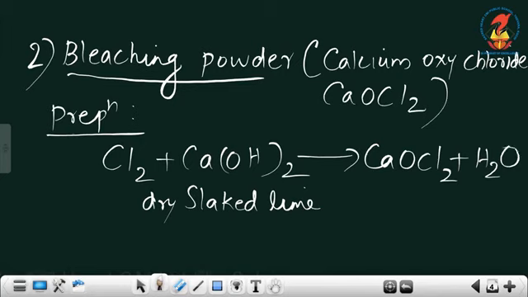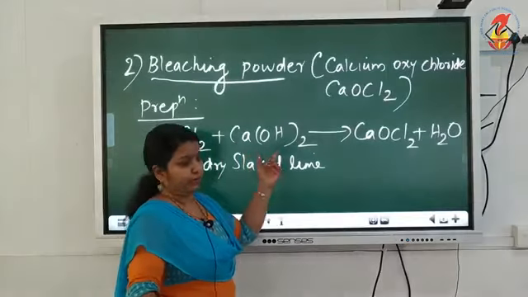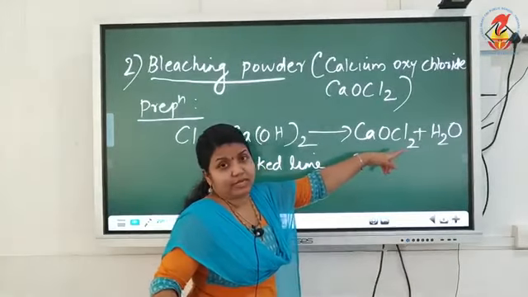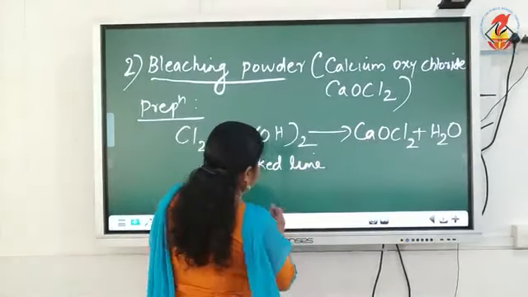This is an important topic. What is bleaching powder chemically? It is calcium oxychloride, CaOCl2. It is prepared by the action of chlorine, which is produced in the chlor-alkali process, on dry slaked lime. So, Cl2 plus Ca(OH)2 will give you bleaching powder, CaOCl2, plus H2O. Okay. Now coming to the uses.